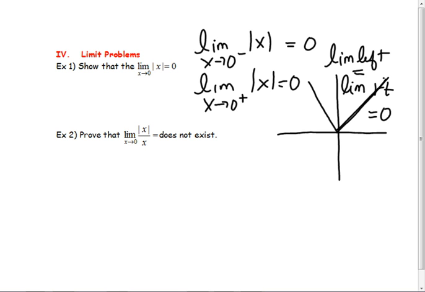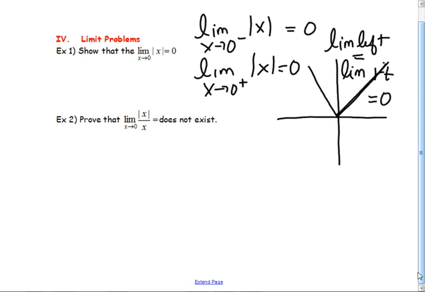Now, the next one does not exist. And I want to prove that it does not exist. We've done this problem before. You might not have it on. Is that what it is?